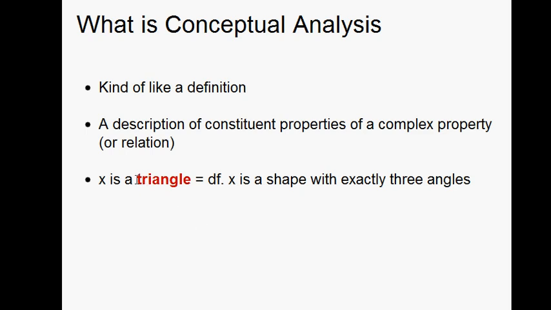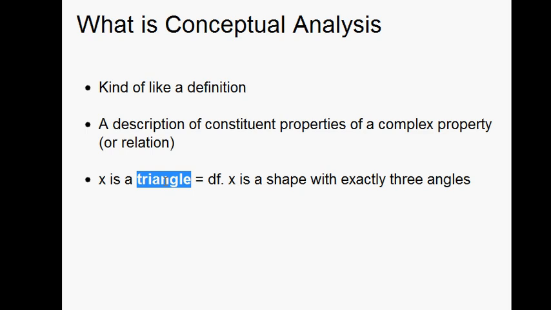Now, on the surface, it looks like what we're doing is defining the word triangle, the English word triangle. Now that might be true in some sense, but whenever a philosopher offers an analysis, typically they think they're doing something a little bit more than just that. They think they're saying something about the nature of the property that our English word picks out. So there's this property, we'll call it being triangular, that this word triangle picks out.